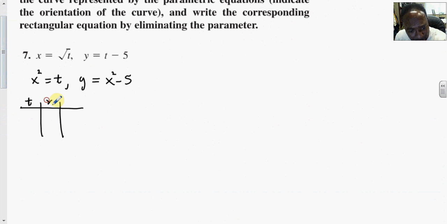Our parameter, then we can deduce values for x and y. So obviously time has to be positive, so at the initial time, x is 0, and then y is negative 5. Then what about when t is equal to 1, x is 1, and then y is equal to negative 4? Well, that's all we need in order to get the direction.